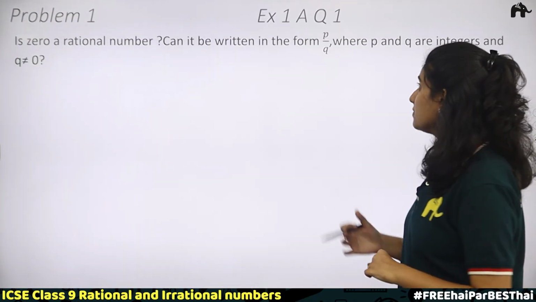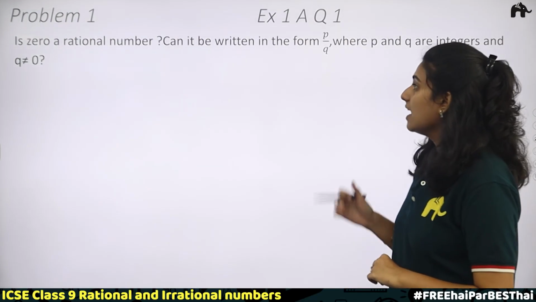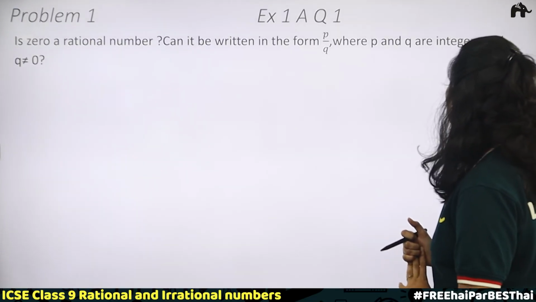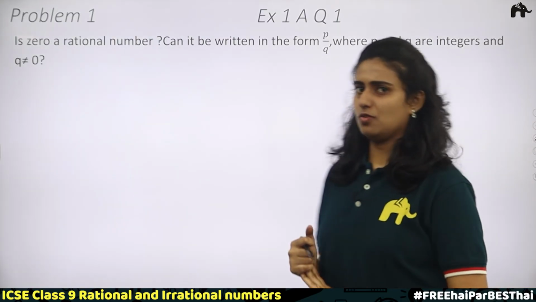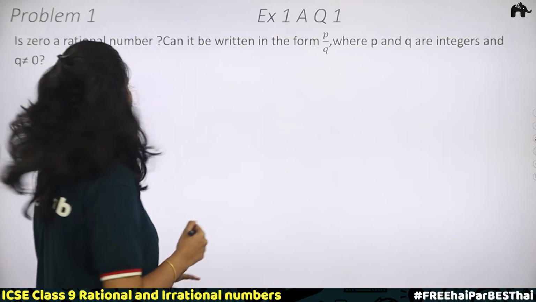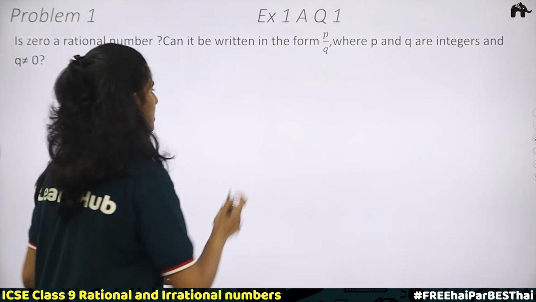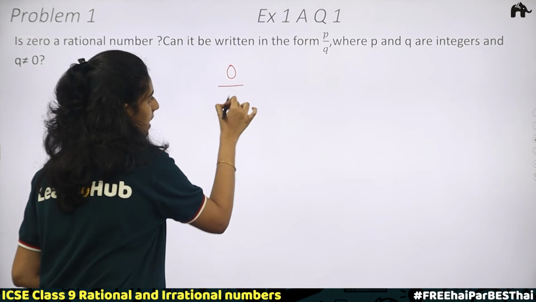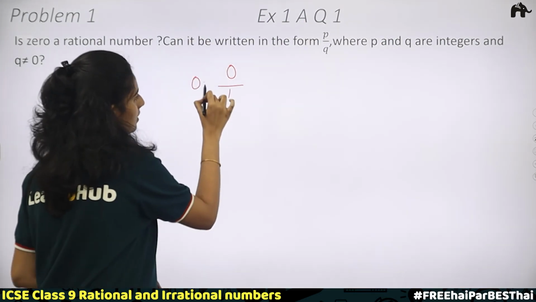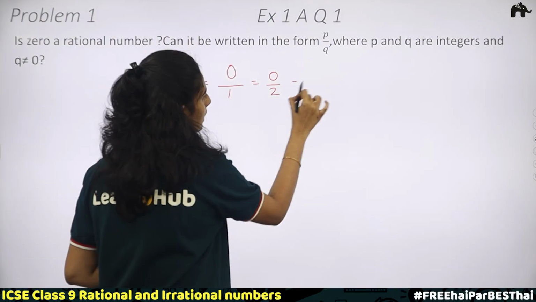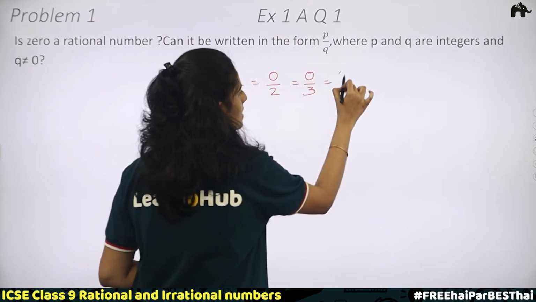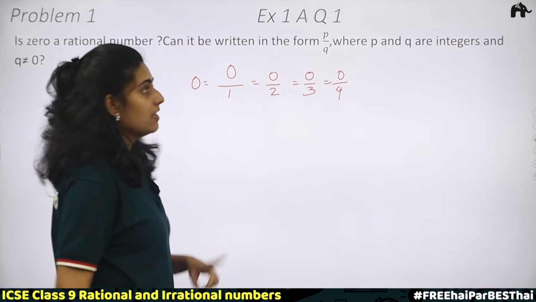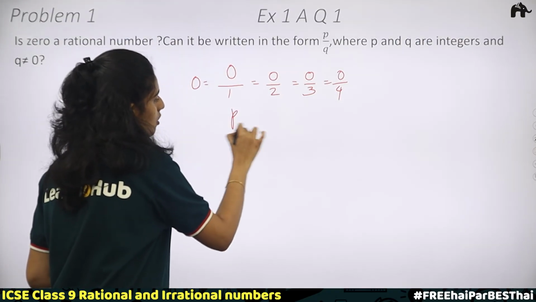Now let us solve problems from exercise 1A. Question 1. Is 0 a rational number? Can it be written in the form P by Q where P and Q are integers and Q not equal to 0? What is the answer? We have discussed this before. Can 0 be written in the form P by Q? 0 can be written as 0 by 1, 0 by 2, 0 by 3, 0 by 4, etc. All these values are equal to 0, which means 0 can be expressed in the form P by Q.